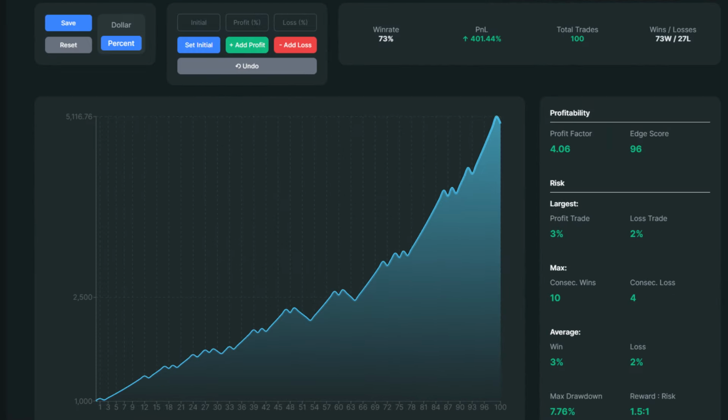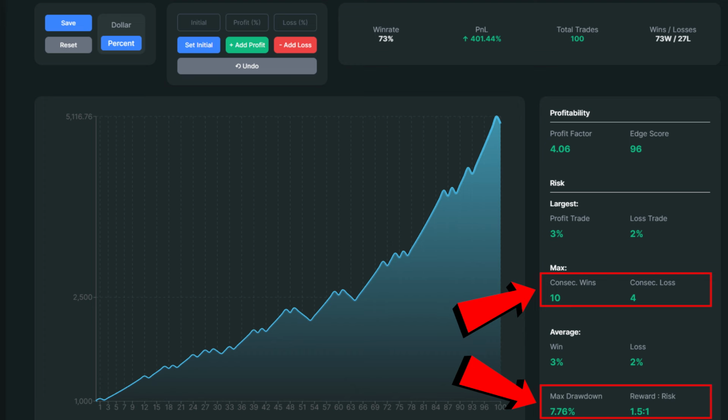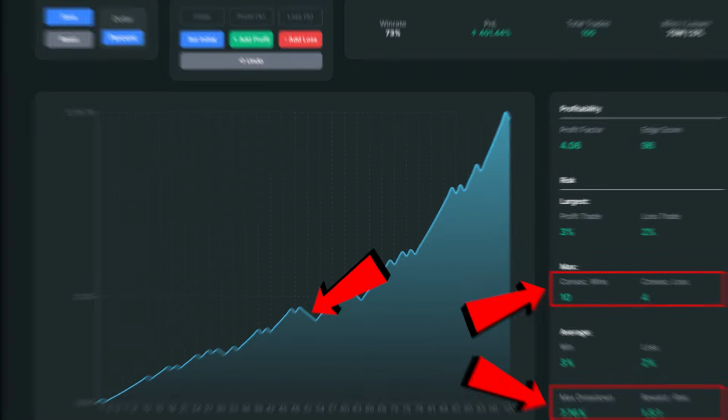Next, we have a profit factor of 4.06, which is considered an outstanding figure. Let's take a closer look at some additional stats. So, we experienced 10 consecutive wins against 4 consecutive losses, which is amazing. The 4 losses in a row resulted in a max drawdown of 7.76%. But the equity curve tells us that this losing streak occurred when we were deeply in profit.